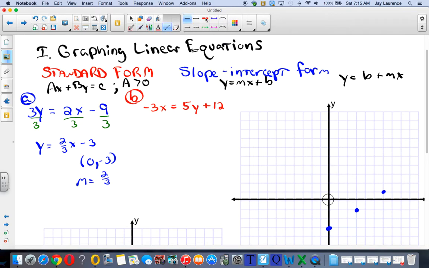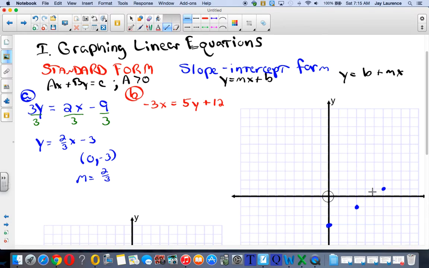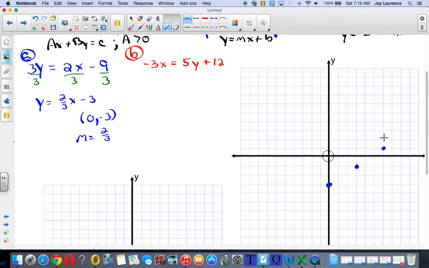I could do a few more points. You know, Lainey likes to do that. She likes to do 5 or 6 points just to make the line look very accurate. And it doesn't really take that long to do that. So, you know, you go ahead and do that.